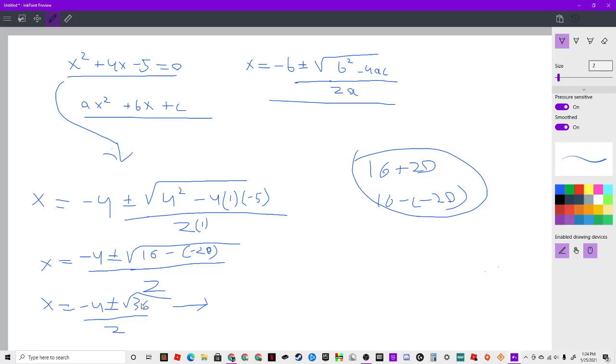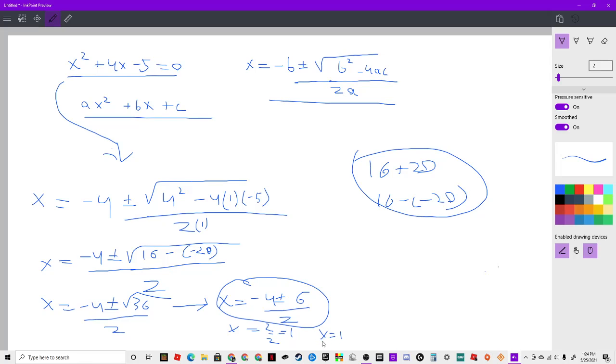So what times what is 36? Well, 6 times 6 is 36. So you would write x equals negative 4 plus or minus 6 over 2. Now you have simplified it down to this small thing. And then after this, you can get your first x. So negative 4 plus 6 would be 2. So x equals 2 over 2, which equals 1. So x equals 1.